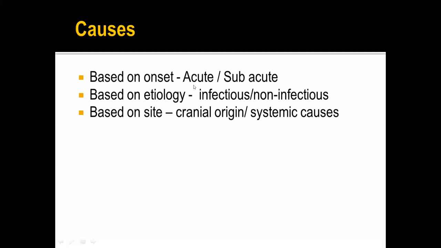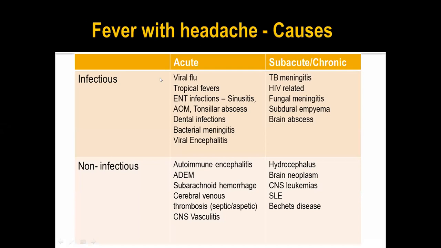So based on the onset, it can be either acute or subacute, and based on the etiology, it could be infectious or non-infectious. Based on the site, it can be of cranial origin or systemic causes could be the reason. Going into the causes, in case of infectious causes, acutely presenting conditions include viral flu, tropical fevers, sinusitis, AOM, tonsillar abscess, dental infections, bacterial meningitis, and viral encephalitis.